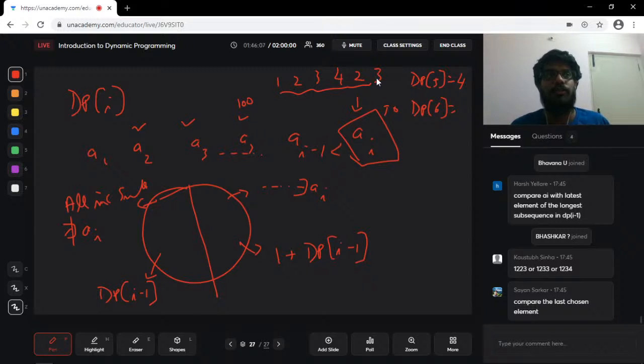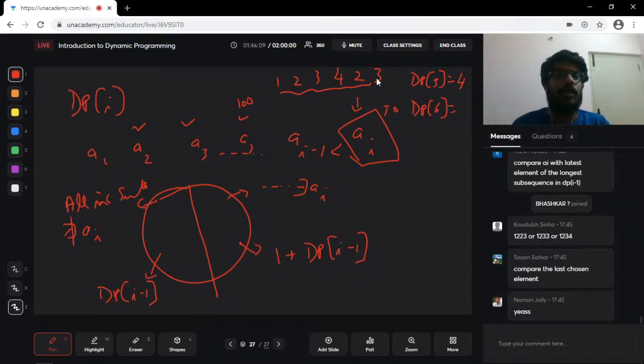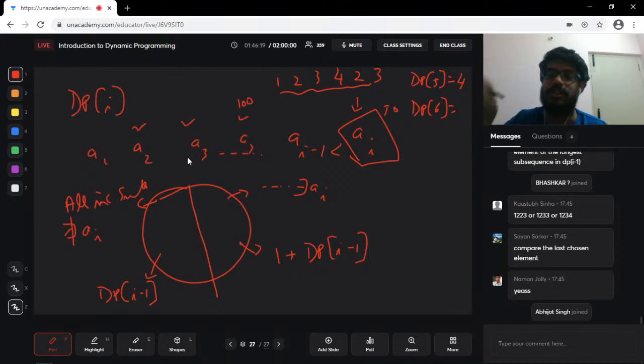So this brings us to the next point, that maybe in dp of I I shouldn't just store the length of the longest increasing subsequence. Maybe I should also store the last value. Yeah, and then I could compare. But then this goes into more complications, because there could be multiple increasing subsequences of the same length. So then which last element do I pick, right? So this is a huge issue which comes up, and it's not easy to solve that.